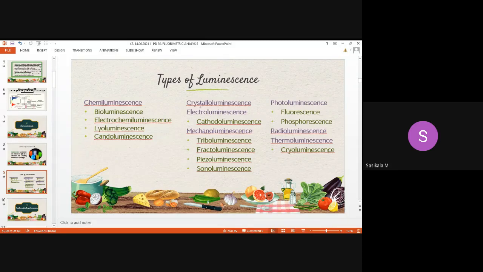Chemiluminescence, crystalloluminescence, electroluminescence, mechanoluminescence, photo, radio, and thermoluminescence, where fluorescence and phosphorescence come under photoluminescence. That means the emission of light is due to photons. It is not due to crystal, not due to electrical, not due to mechanical, radio, thermo, or chemical. It is due to photons. Fluorescence and phosphorescence are interrelated. Since it is due to photons, the emission of light is occurring. Where immediate emission causes fluorescence, delayed emission causes phosphorescence. This is what you need to understand under luminescence.